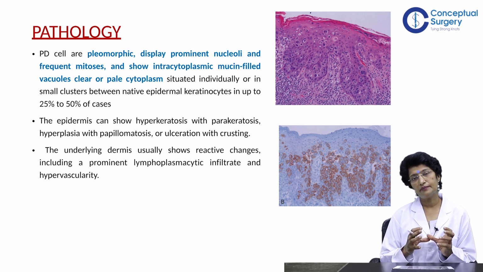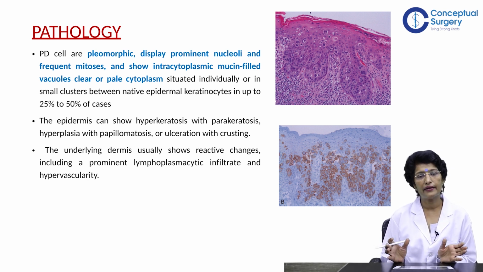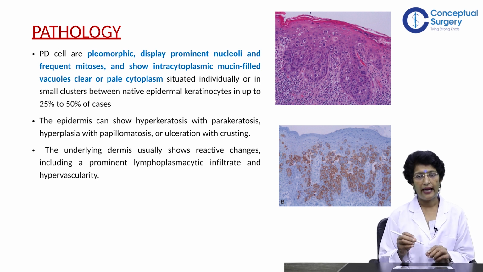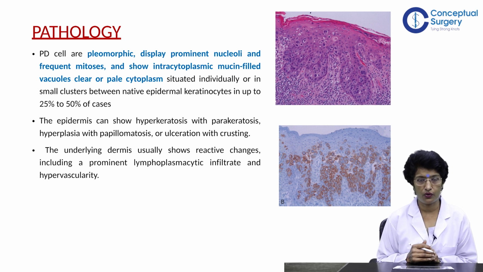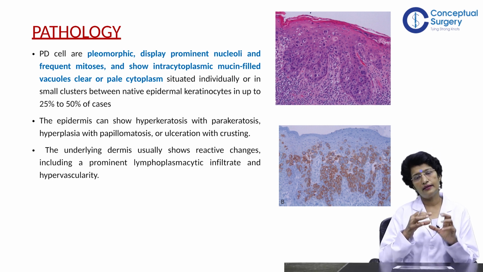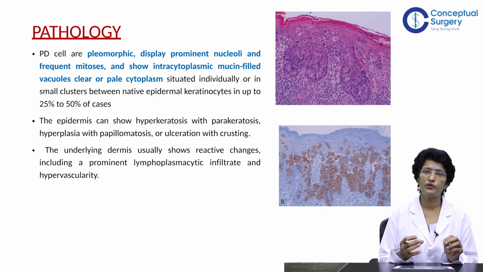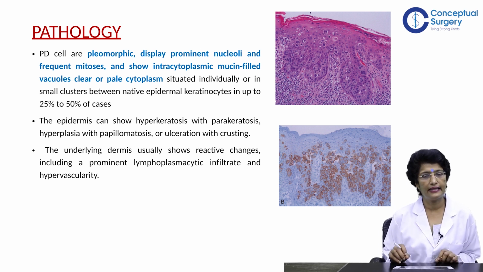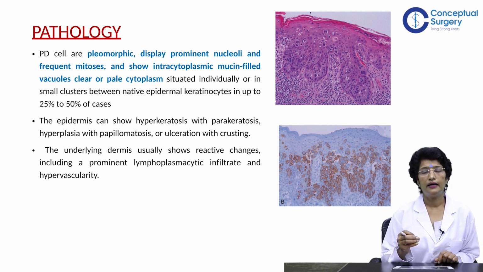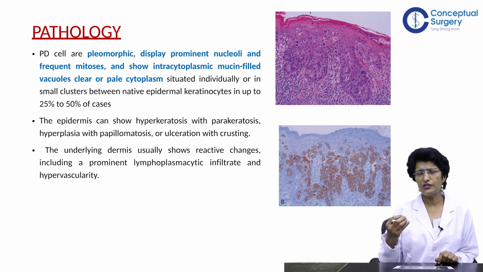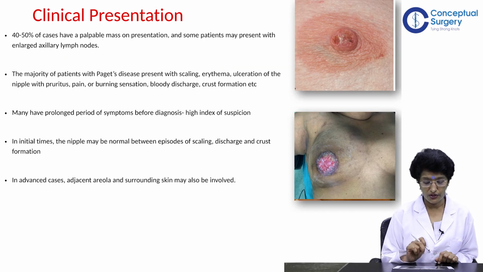So now this epidermis can also show other things like hyperkeratosis with parakeratosis, hyperplasia and papillomatosis, leading on to ulceration and crusting also. The underlying dermis will show reactive changes, including a lot of times this lymphoplasmacytic infiltrate, and there is a lot of hypervascularity which happens here, and that is one of the reasons you get a lot of bleeding from the surface also in these patients.